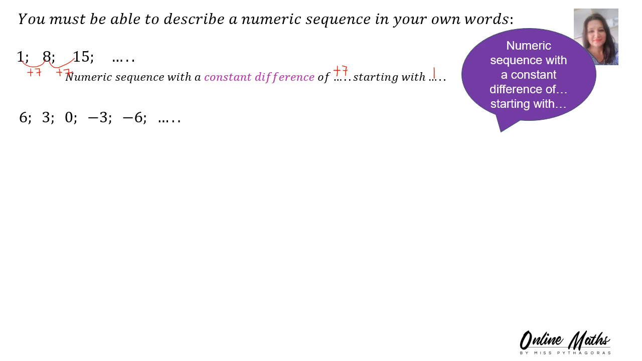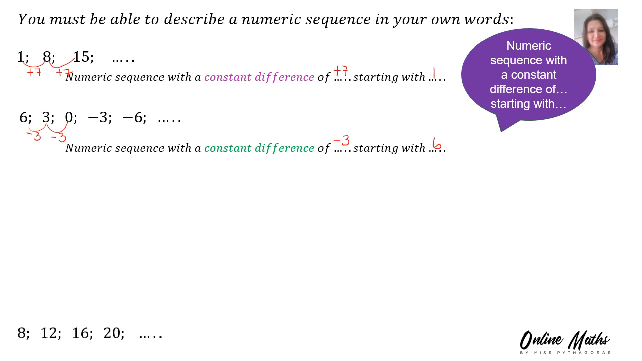The next sequence, 6, 3, 0, etc. So to get from 6 to 3, we subtracted 3. To get from 3 to 0, again, we subtracted 3. Therefore, you can say, in your own words, it's a numeric sequence with a constant difference of -3, starting with 6 as the first term.